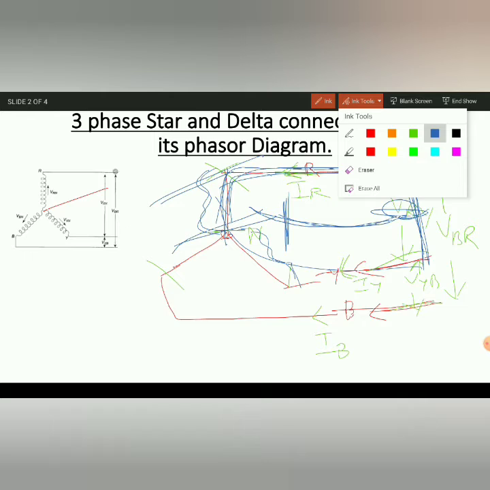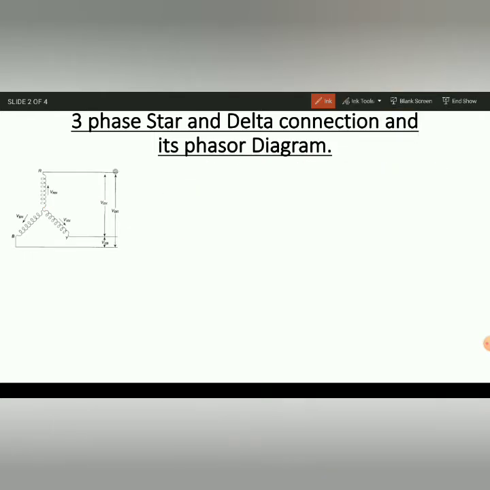Now let us assume the same case for a generator. The same R phase, Y phase, B phase is there, and it also has terminal points R, Y, B. For a generator, you need not give any electrical supply. It will generate the electrical supply and give it to the load. So here you can connect it to the load.